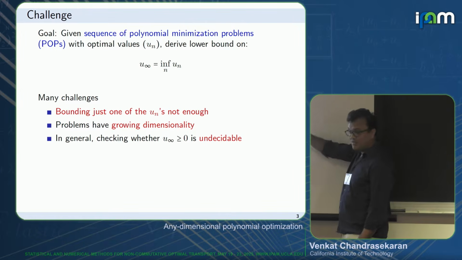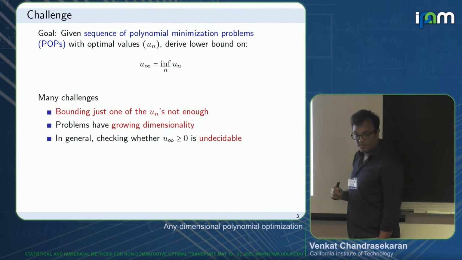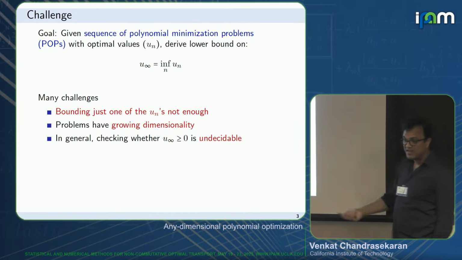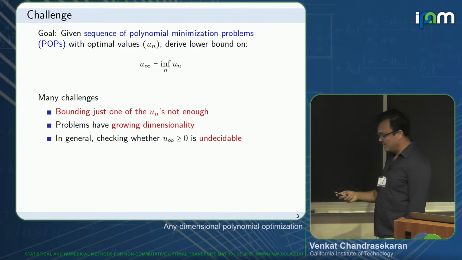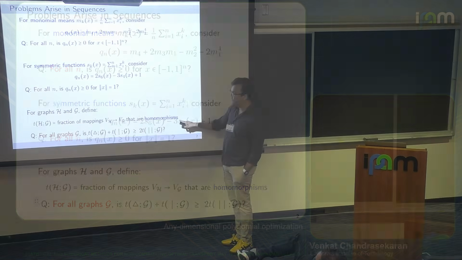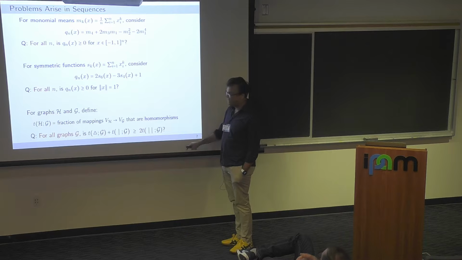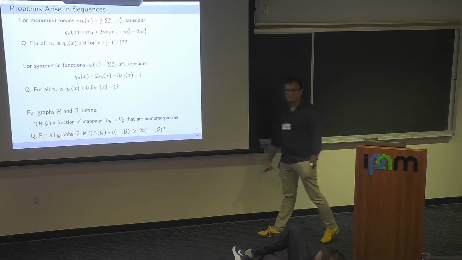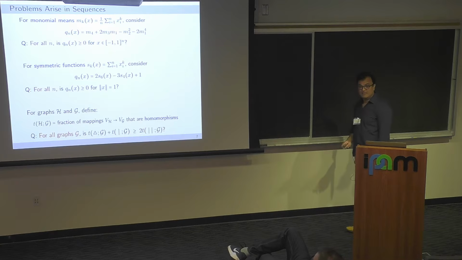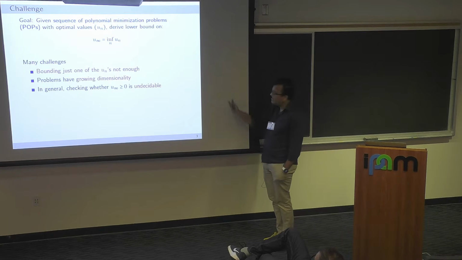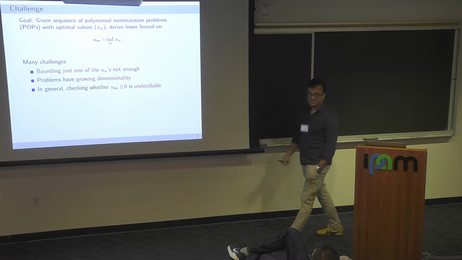And in general, for such any-dimensional problems, checking whether u infinity, this expression, is not negative, for example, is undecidable. So if you go back to the previous slide, this problem with homomorphisms, if I plug in a general expression involving these t's, this is undecidable. Okay? So all of these are challenges to being able to address this general question.